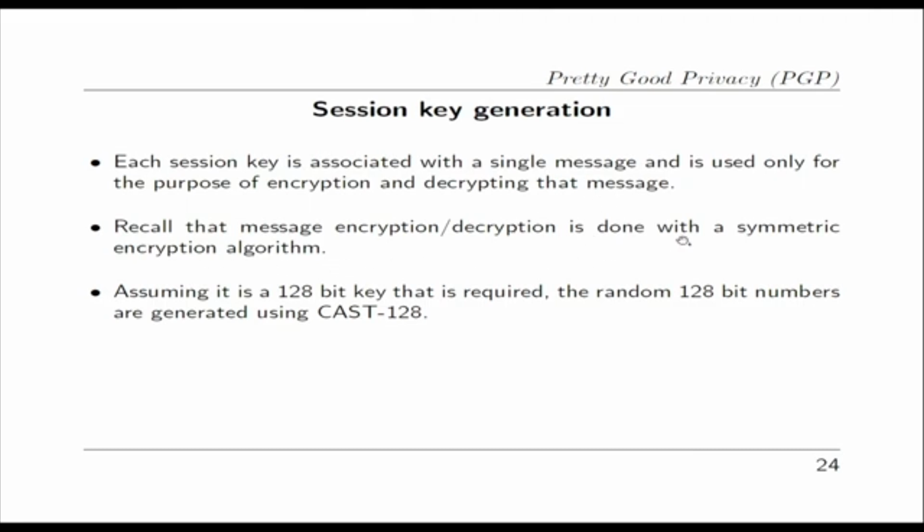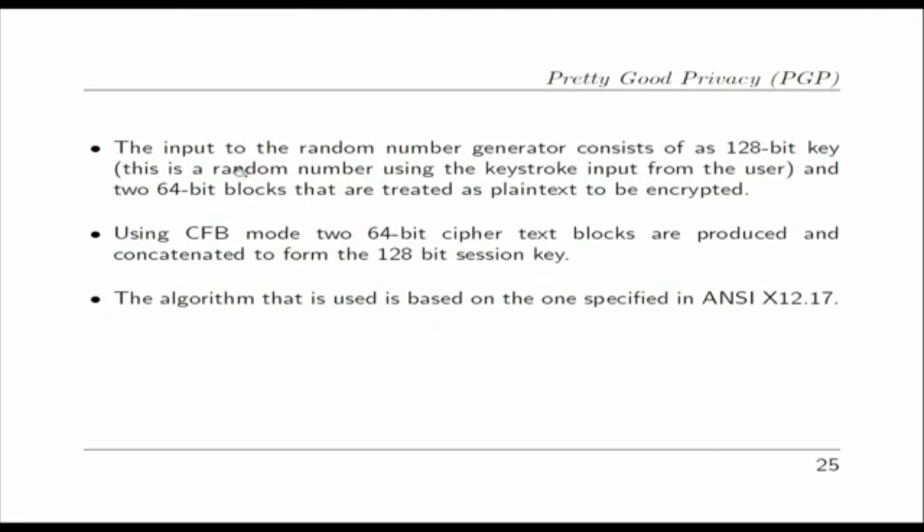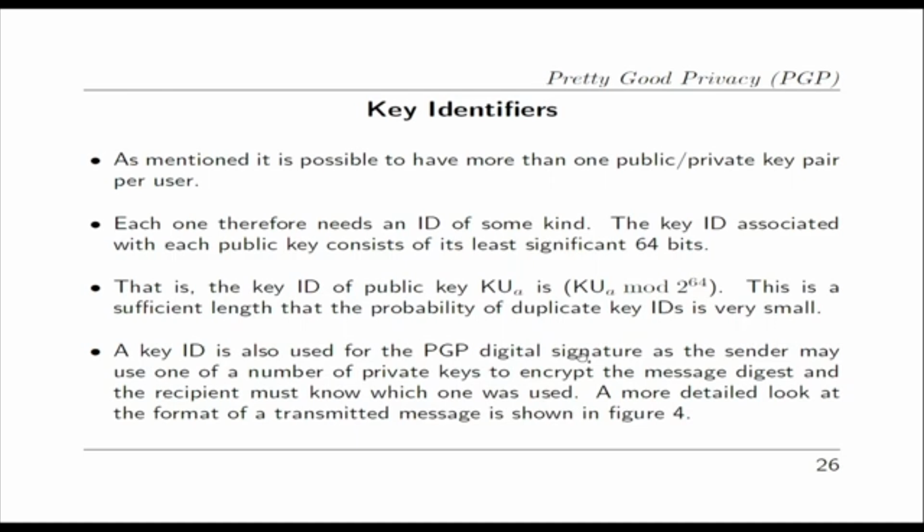Recall the message encryption is done with the symmetric key. So we use the key, and this may be a 128-bit random key if we are using AES. Now the input of the random number generator consists of a 128-bit key, because AES needs a 128-bit key. Using CFB mode, two 64-bit ciphertext blocks are produced and concatenated to form the 128-bit session key. So this is the session key generation.